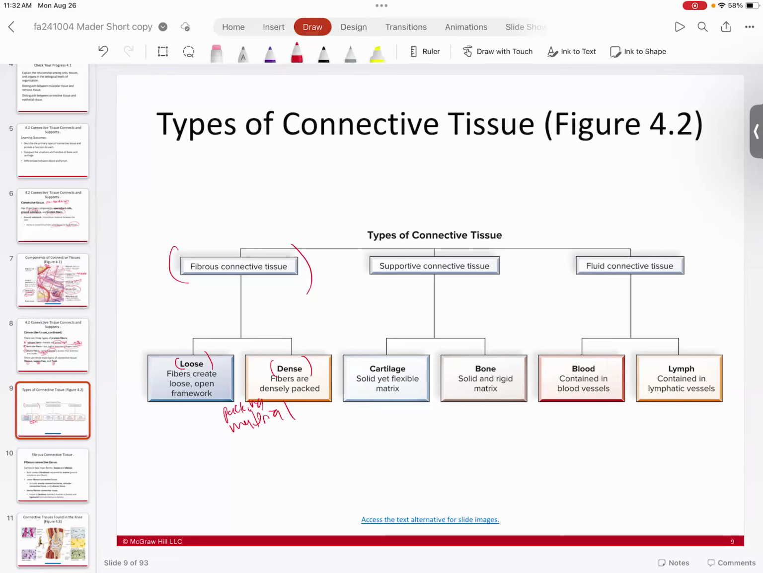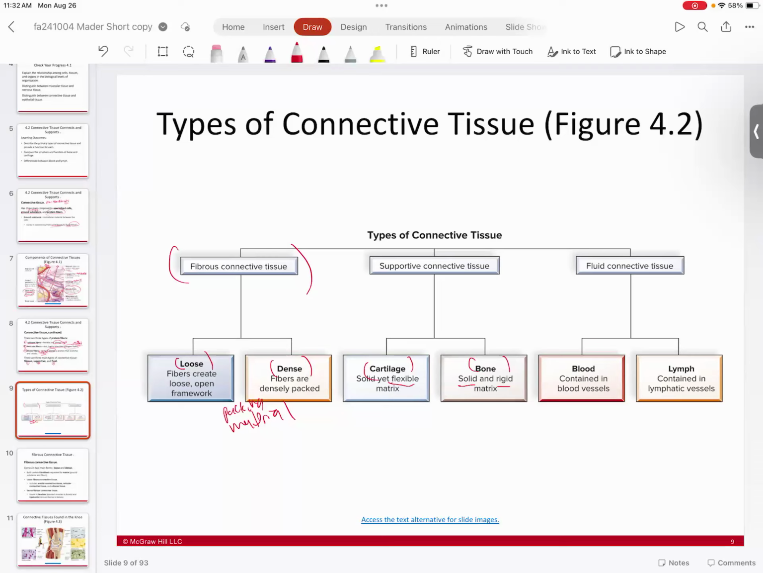Supportive connective tissues can be broken then into cartilage and bone. So bone is solid and has a rigid matrix, so it's very tough. Cartilage, not so much. It's a little more flexible in terms of its matrix, designed to sort of be flexible. So for instance, the tip of your nose is nasal cartilage, so you can kind of move your nose back and forth, and that gives you a little bit of flexibility. But your bones are not designed to be flexible. They're designed to hold heavy loads like your body weight, for instance.